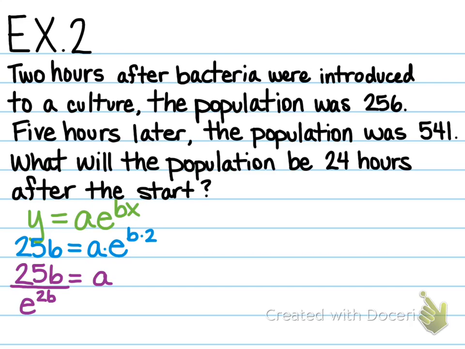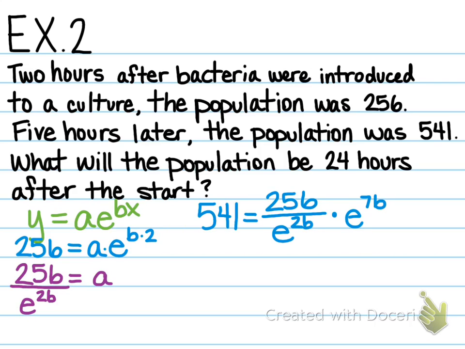So if I divide by e to the 2b power, this is an equation that I can use to calculate A in a second. Now I'm going to go to the second statement that said 5 hours later the population was 541. So it's 5 hours after the 2 hours. So I'm going to say that 541 equals A, my initial amount, which we just rewrote an equation for A, that it was 256 over e to the 2b power, times e to the 7b. This time I put a 7 there because it was 5 hours after the initial 2 hours. So altogether we're 7 hours later.